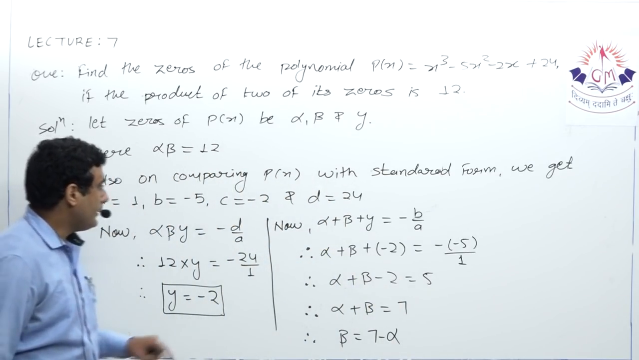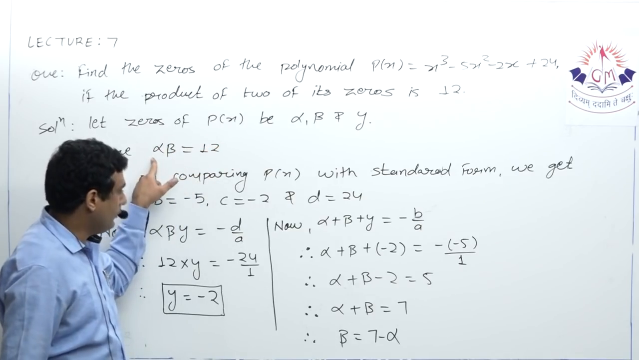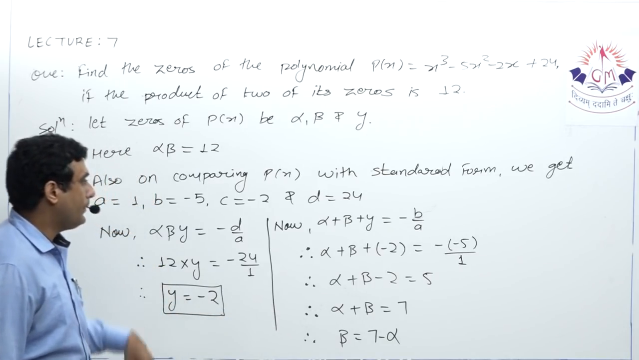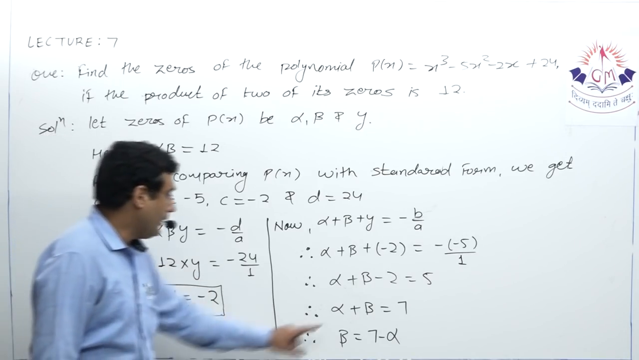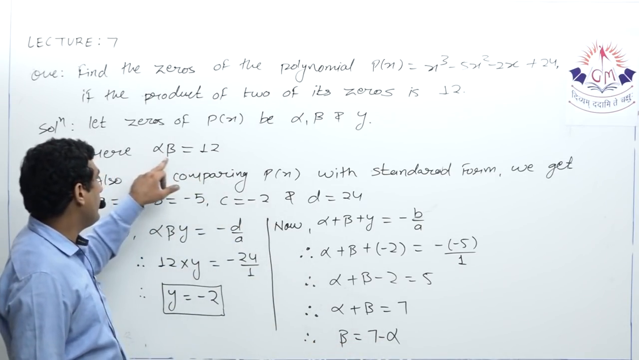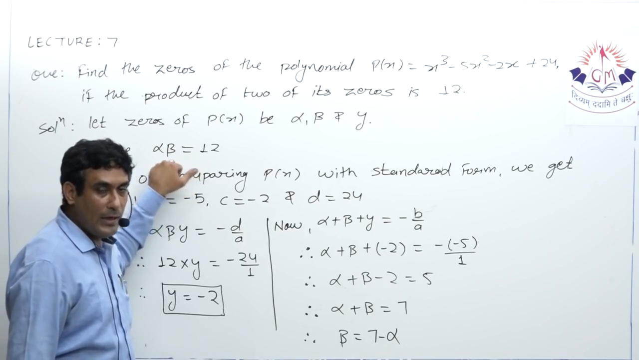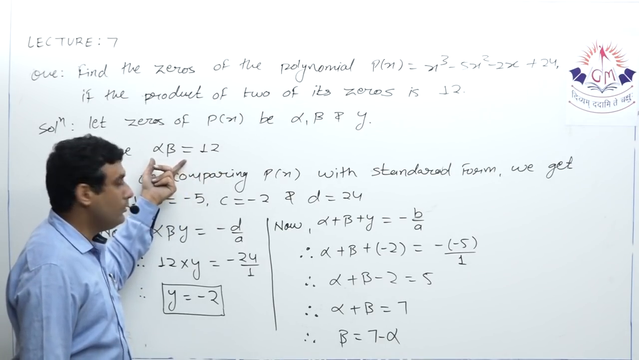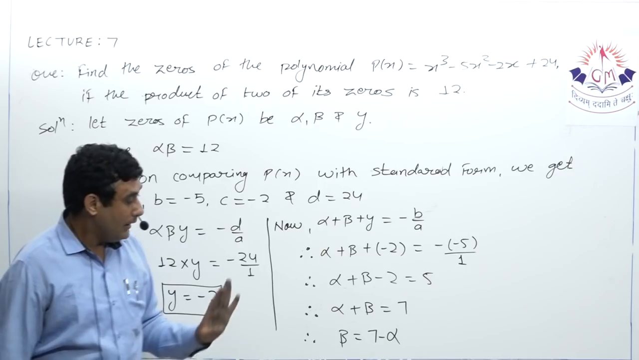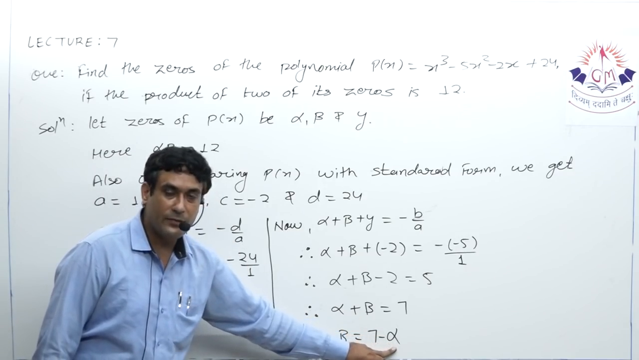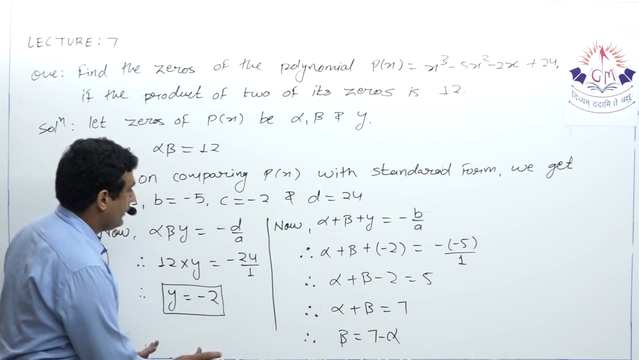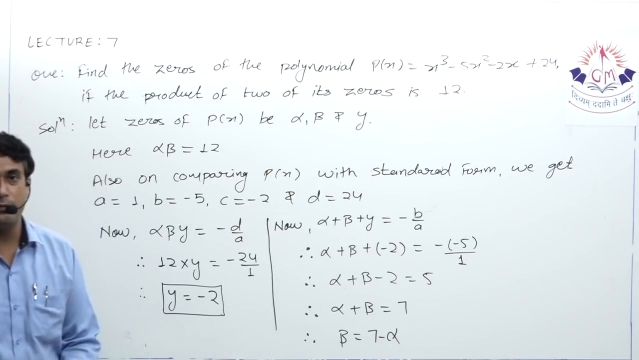Okay, in other words I have the value of alpha into beta, I have the value of alpha plus beta. Now using these two I have to obtain the values of alpha and beta. So here I got beta equal to 7 minus alpha. Now I put this beta equal to 7 minus alpha over here. By doing so I'll get a quadratic polynomial in alpha, and by solving that I will be able to get the value of alpha, and after getting alpha, placing that value over here, I will get the value of beta. So please note it down, then we'll see how to solve it further.